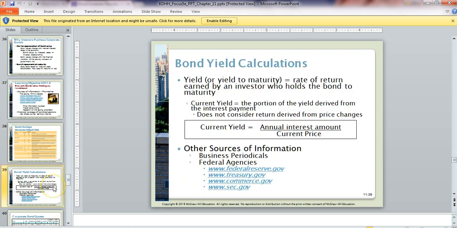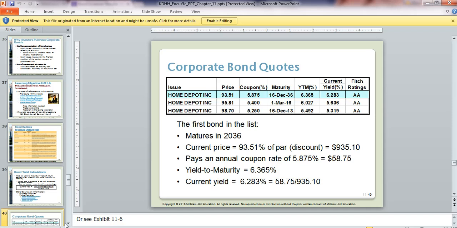Now, current yield, I told you, is annual interest payment divided by the current price. Again, yield to maturity is the rate of return for someone who holds the bond to maturity. This is if you held the bond the entire 10 years to maturity. Something else I probably should talk about.